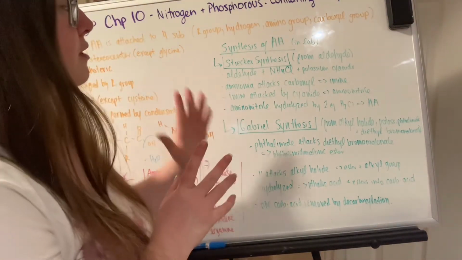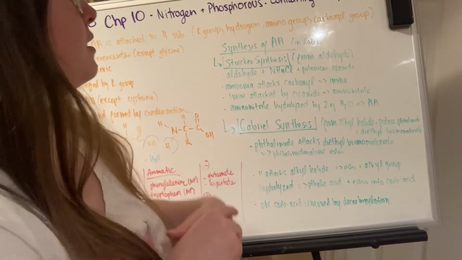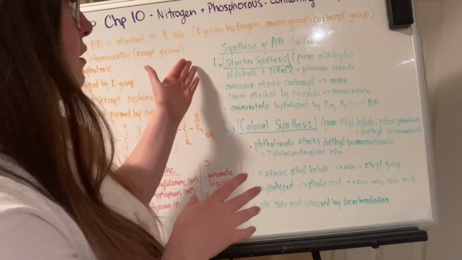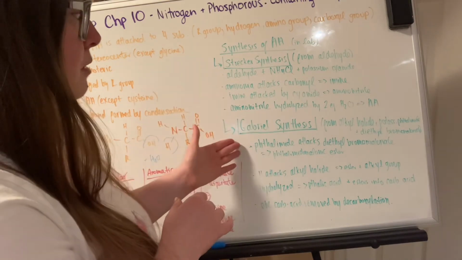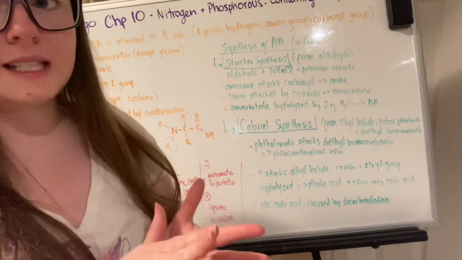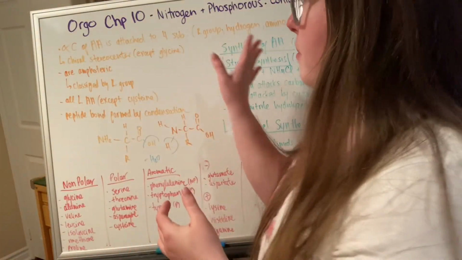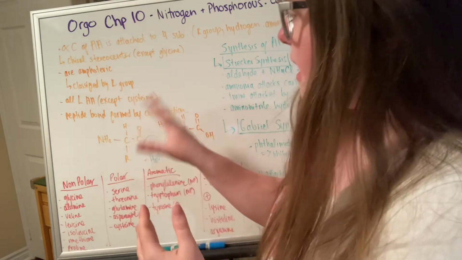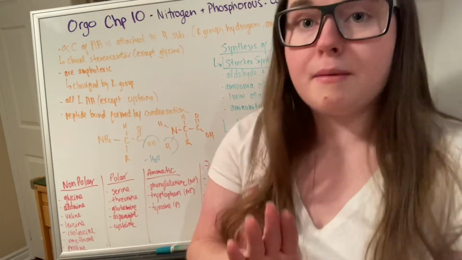I know these ones are a little more detailed than what we've done in previous videos, but those are the steps for them. The Strecker synthesis and the Gabriel synthesis are just 2 ways to synthesize amino acids in the lab. But again, the most important and the foundation of a lot of other things comes from the classification of these amino acids and being able to recognize them.